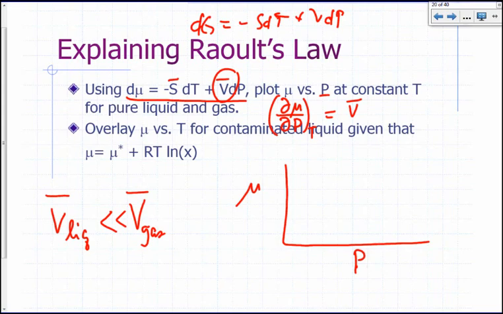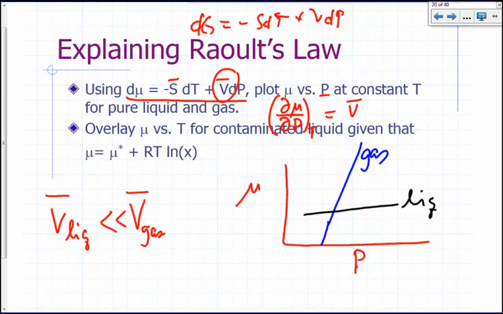So what would that plot look like? Remember, this derivative is just the slope, right? So the gas is going to have a much steeper slope than a liquid. So a liquid would have maybe a slope that looks like this. So this is your gas, and this one right here is your liquid.